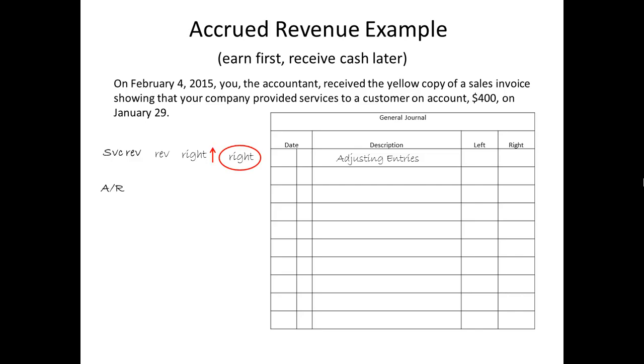For accounts receivable, what type of account is it? Asset. Increase side for an asset is on the left. Which way did our right to receive go? Up. So accounts receivable is on the left side of the entry. In the adjusting entry section of our journal, we'll record the adjustment using the last day of the accounting period for the date.